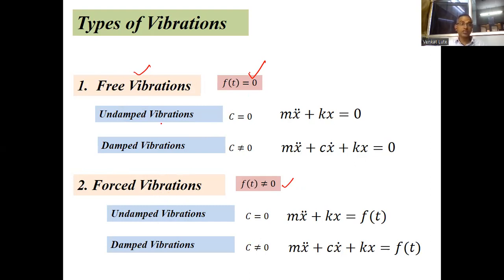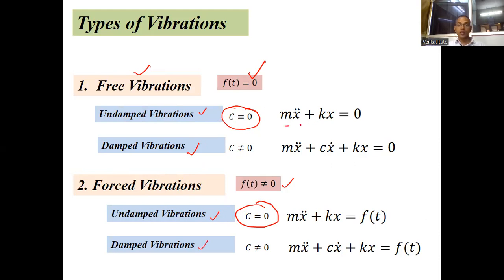Within this, when external force is not present, and if you are not considering the damping in the system, we call it undamped vibration. If you consider the damping, we call it damped vibration. Similarly, in forced vibration also, if damping is not considered it is undamped vibration, and if damping is considered it is damped vibration.